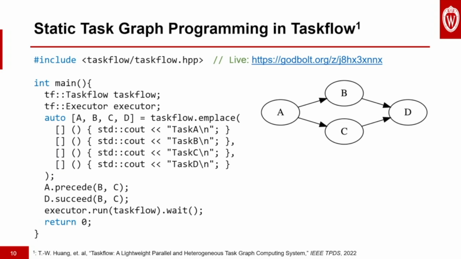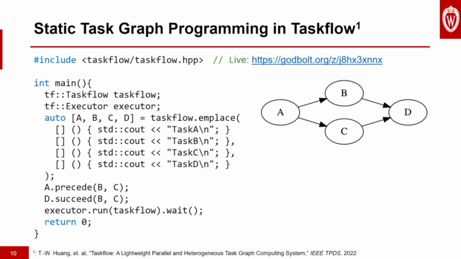A has to run before B and C, and D has to run after B and C. When A finishes, B and C can start, and they can run in parallel. When both B and C finish, D can start. Now, to get a parallel execution for this task graph, using our project Taskflow, you only need about 15 lines of C++ code.